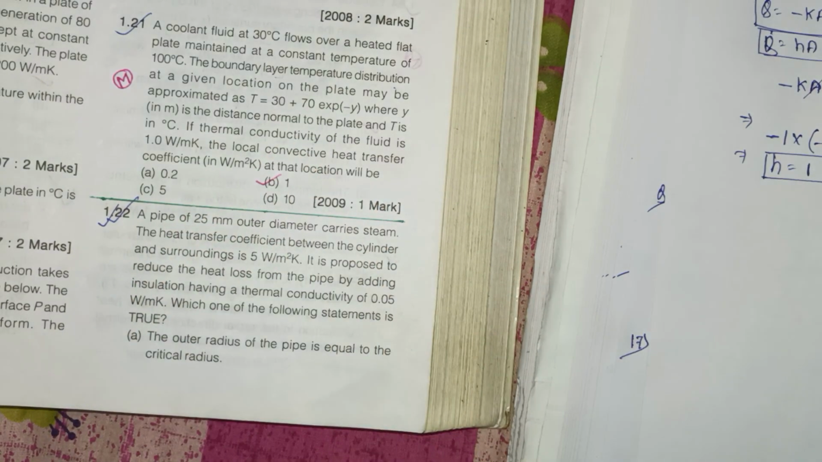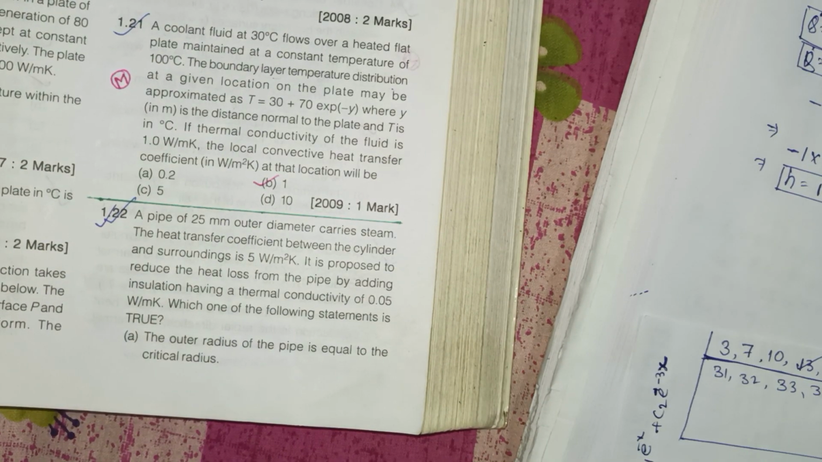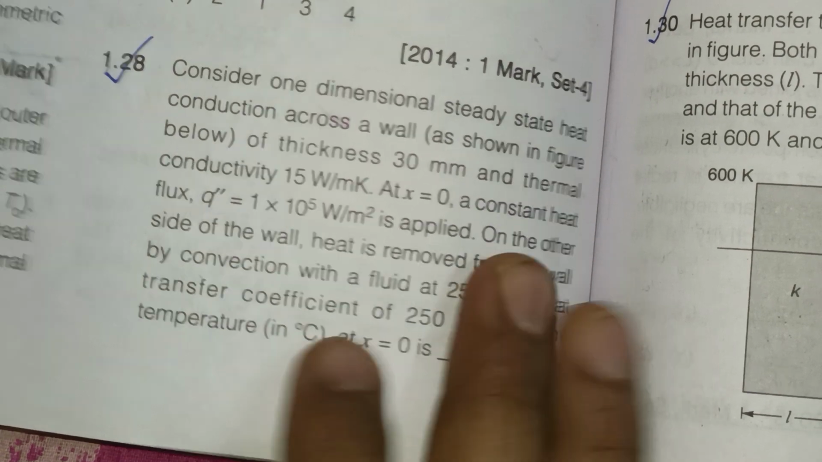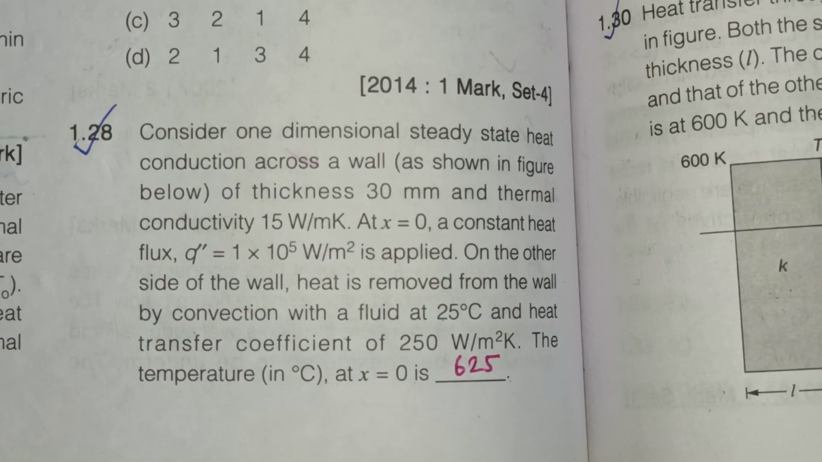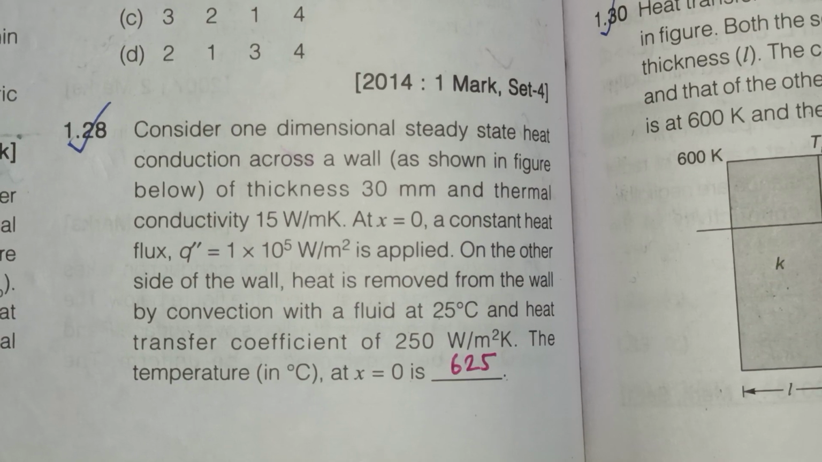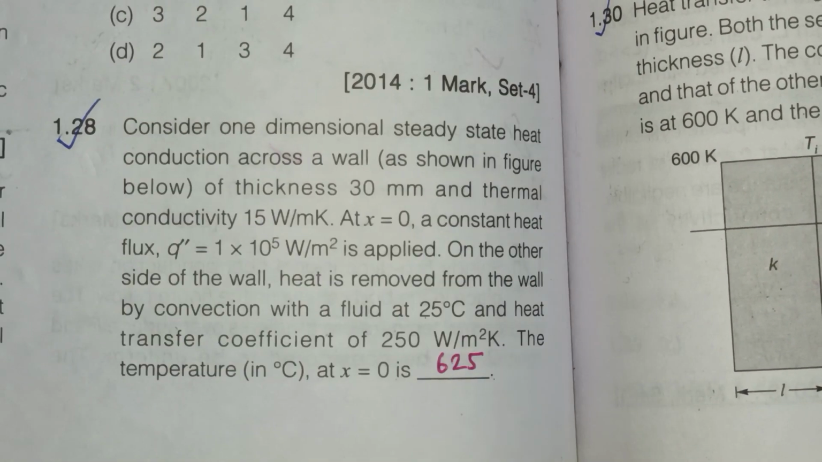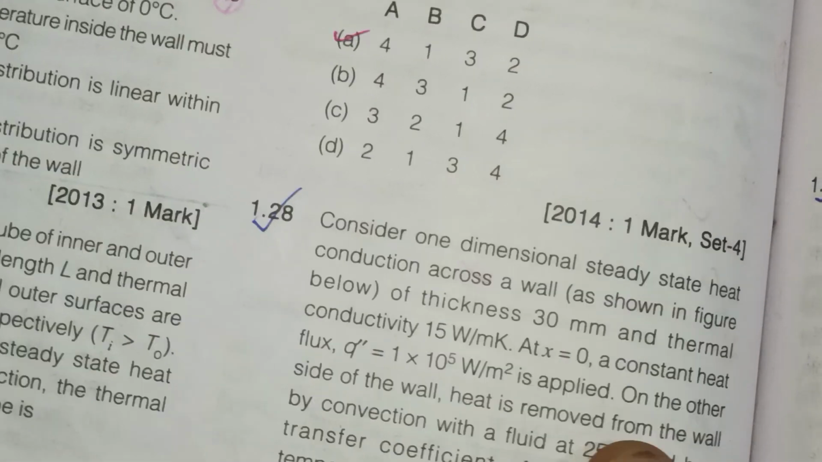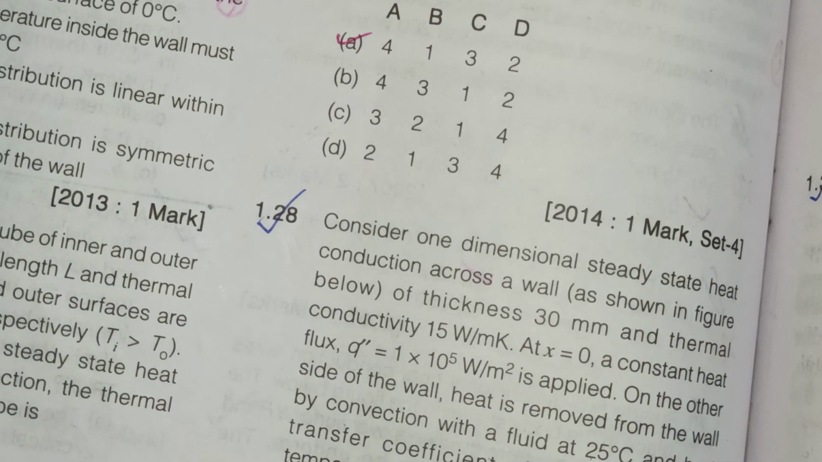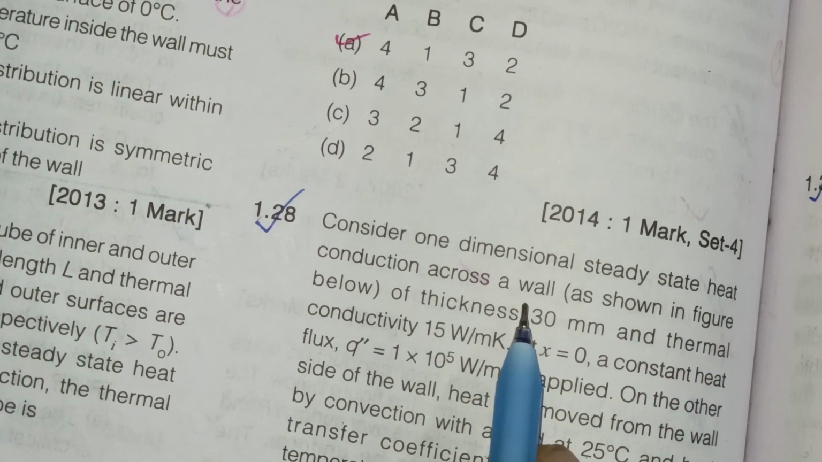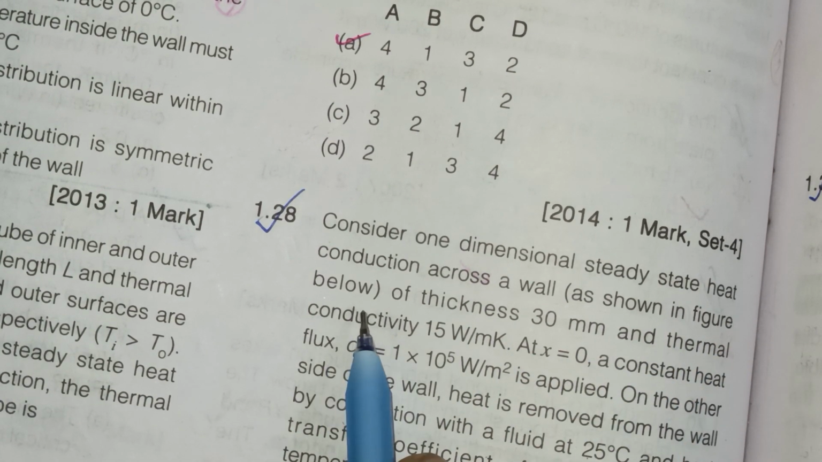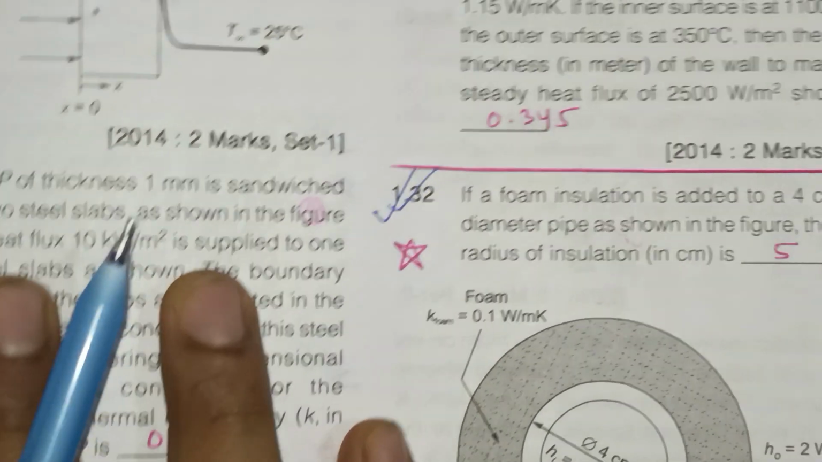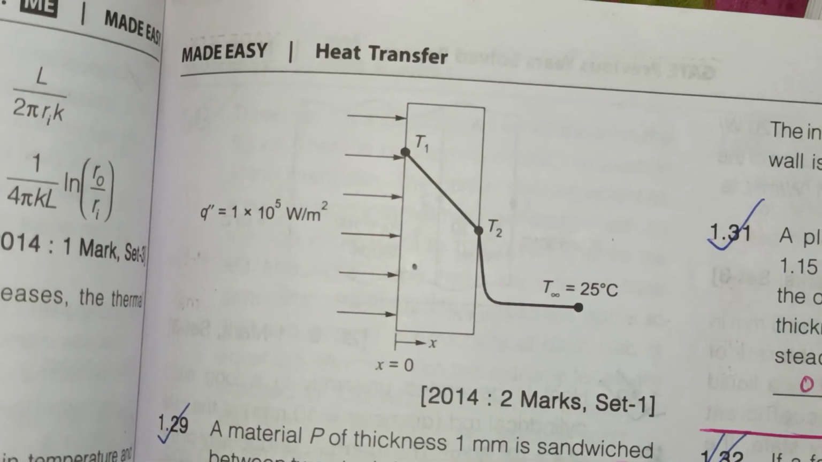Okay, now next question number 28. This question, okay, in this question read the question carefully. So in this question, consider one dimensional steady state heat conduction across a wall as shown in the figure below. So this is the figure here.